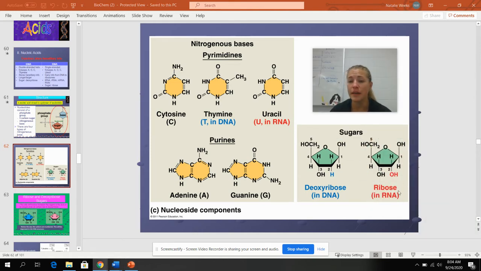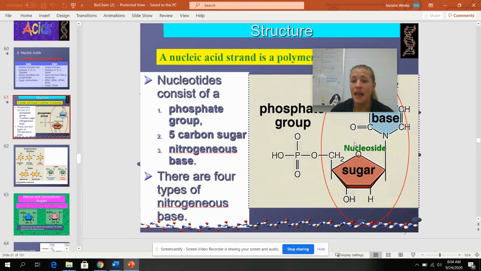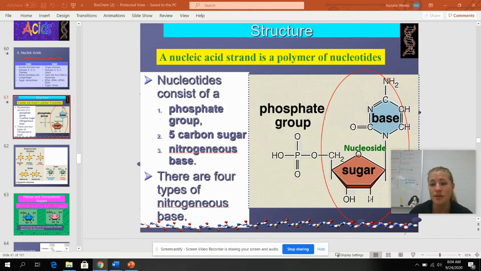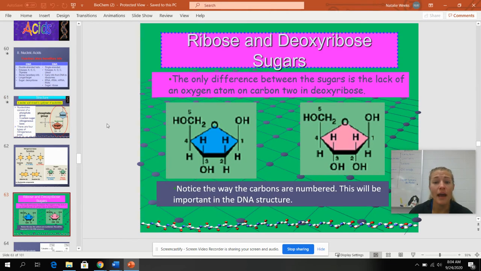So down below here, we can see that ribose has an extra hydroxyl group, whereas deoxyribose does not have that hydroxyl group. Okay, so that's the difference between them. So if we look back at our other picture on the last slide, this would actually be DNA because it's missing that second hydroxyl group. Okay. So once again, the only difference in these sugars is that O missing.